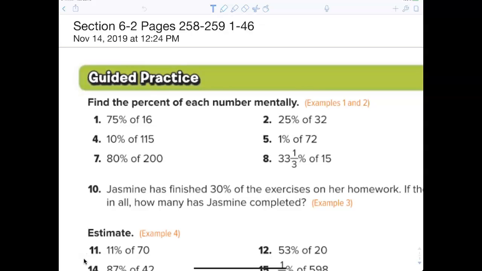First and foremost, 75% of 16. Who can tell me what 75% of 16 is? 12. How did you get it? Because 75% was changed into the fraction 3/4. That's right. Then you have 3/4 and 16, and you can either do 3 times 16, or you can do 16 divided by 4, and 4 times 3 is 12. That's what everybody's supposed to know.